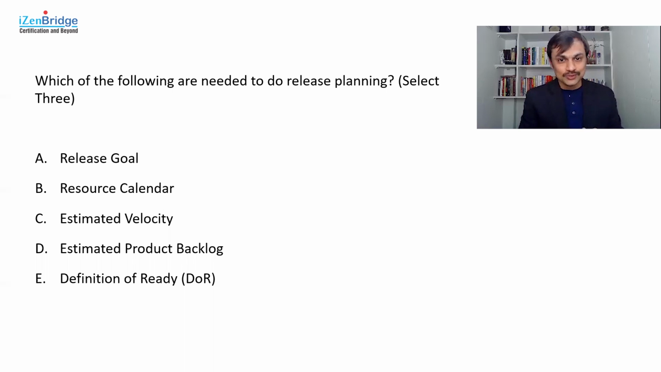Which of the following are needed to do release planning? Release goal, resource calendar, estimated velocity, estimated product backlog, definition of ready. So you can pick up the way you want. You need to identify 2 which are not needed for release planning and 3 which are needed. So you just need to make 2 categories out of these 5, 3 needed, 2 not needed. You may want to pause and check these options further before I share my ideas.